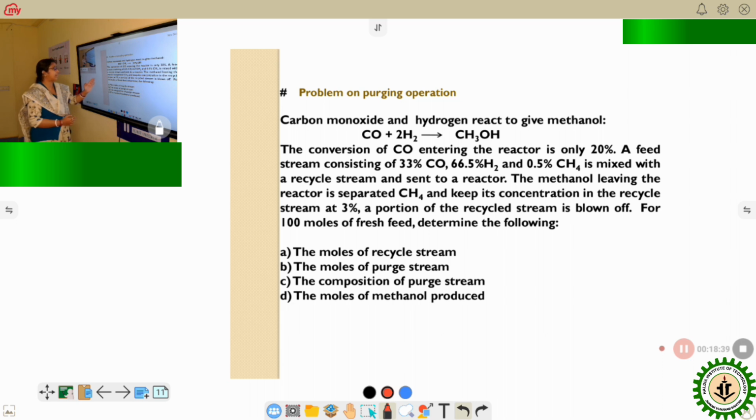The methanol leaving the reactor is separated. Methane and inerts are to be kept, with their concentration in the recycled stream at 3%. A portion of recycled stream is blown off for 100 moles of fresh feed. Determine the following. What are the questions that arise here? Firstly, the moles of recycled stream, the moles of purge stream, the composition of purge stream, and finally the moles of methanol produced. So these are the questions which arise from this problem.